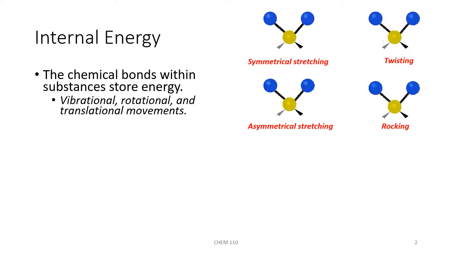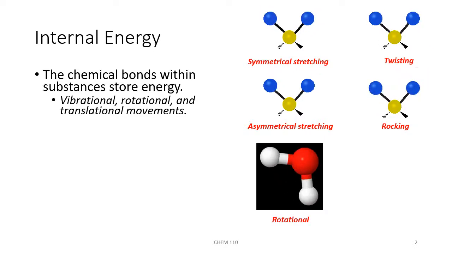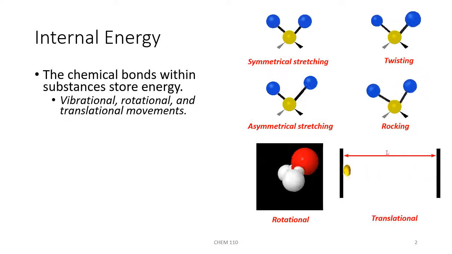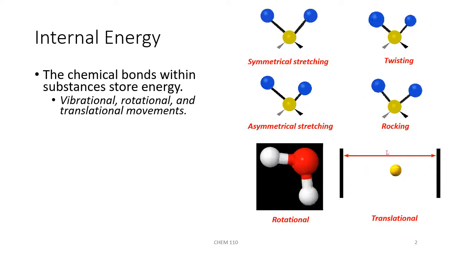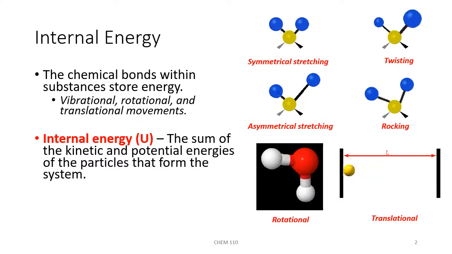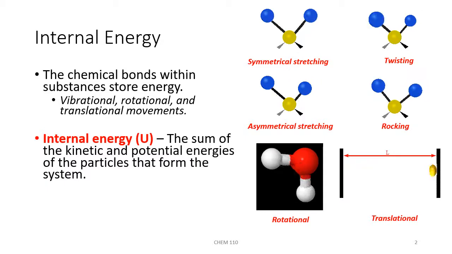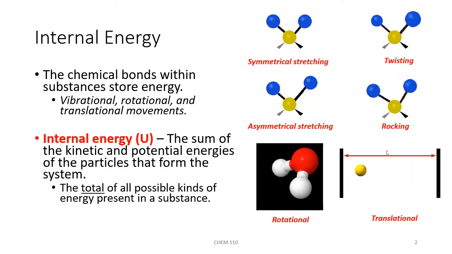The molecules within a system can undergo different types of movements that also create different types of kinetic energies, such as vibrational movements, where the molecules can undergo different types of stretching, twisting, or rocking motions. They can undergo rotational movements, where they're moving, and translational movements as well. There are more types of kinetic energies that the molecules can have, but these are just a few of them. The internal energy of the system is the sum of all of the total potential and kinetic energies of the particles that form the system. Therefore, it's the total of all of the possible kinds of energy present in a substance.